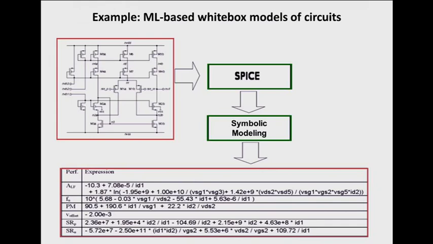And what it can spit out is equations like this. These are actual real results. Here, this is an equation for gain. Gain is minus 10.3 plus 7e to the minus 5 divided by ID1, that's drain current of transistor 1, plus 1.87 times ln of this equation here. And as you can see, there's a ratio here, VSG times VSG1 times VSG3, and so on and so forth.